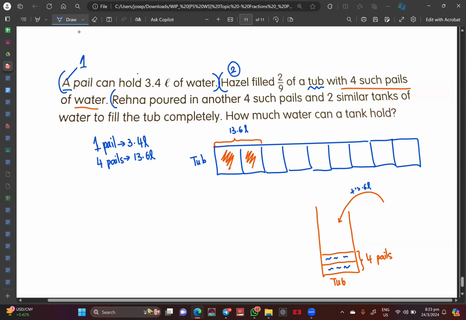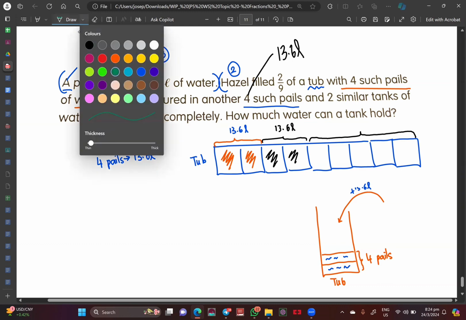Now, after that, her friend, Rena, decided to pour in another 4 such pails. And you know that 4 pails basically will take up 2 units, right? So we are going to take another 2 units. And once again, it is 13.6 liters. And 2 similar tanks, we can see that 2 similar tanks is basically for everything else. So we will say that this is 2 tanks.